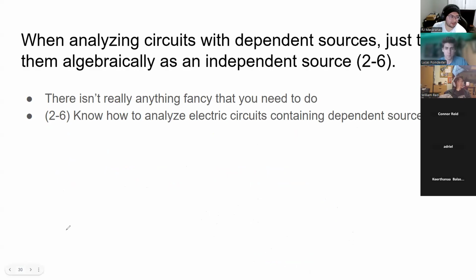And so the last learning goal was analyzing circuits containing dependent sources. That's pretty straightforward. You would approach it the same way as you would an independent source, and you would just solve the system of equations that you end up with algebraically. And obviously we can get into all of that in the next meeting when we go over some more examples for this stuff.